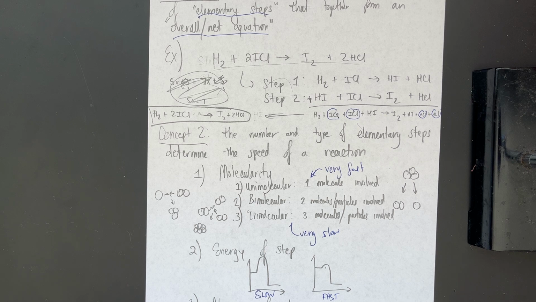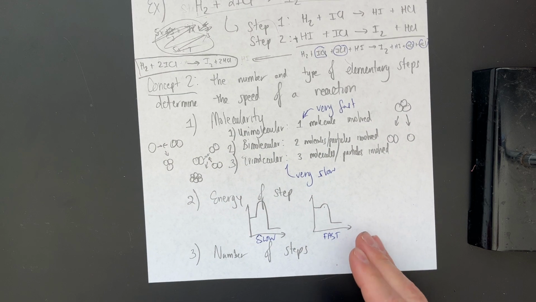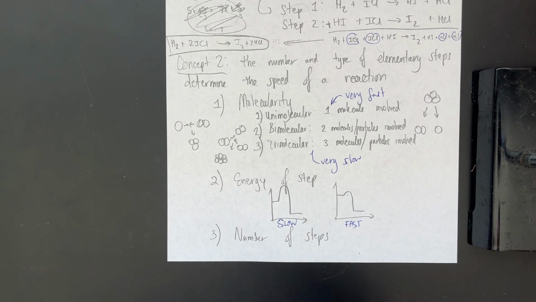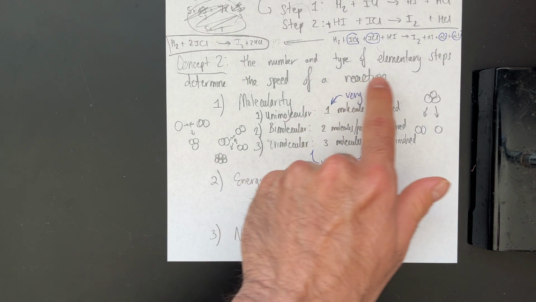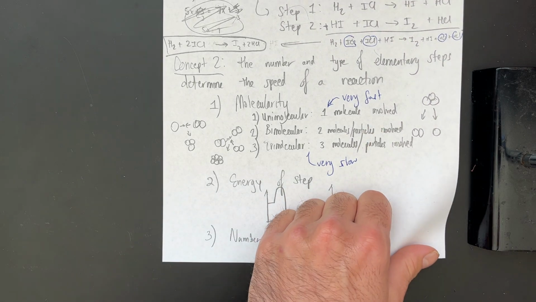And then lastly, the number of steps is also important. Basically, it's common sense. If you have 6 steps you have to go through, it's going to take a long time for that reaction to occur. Whereas if you only have 2 steps, the reaction is going to go faster, right? I don't have to write anything below here, right? 6 steps, slow. 2 steps, fast. So the number and type of elementary steps determine the speed of our reaction. That was the second concept.